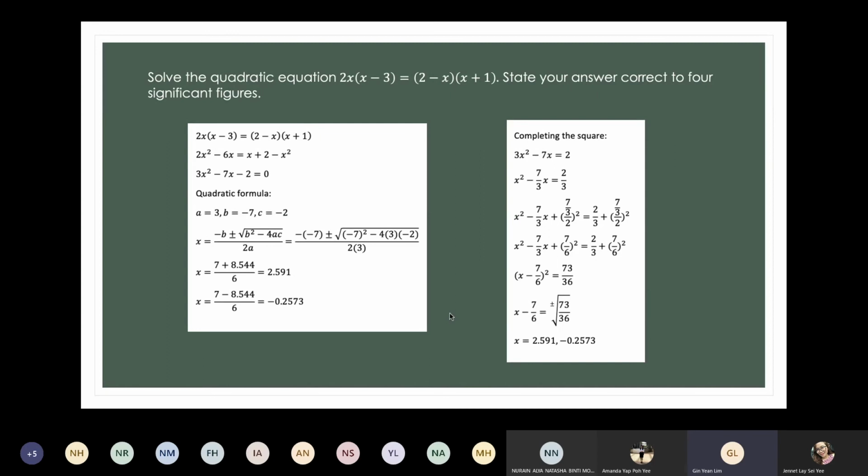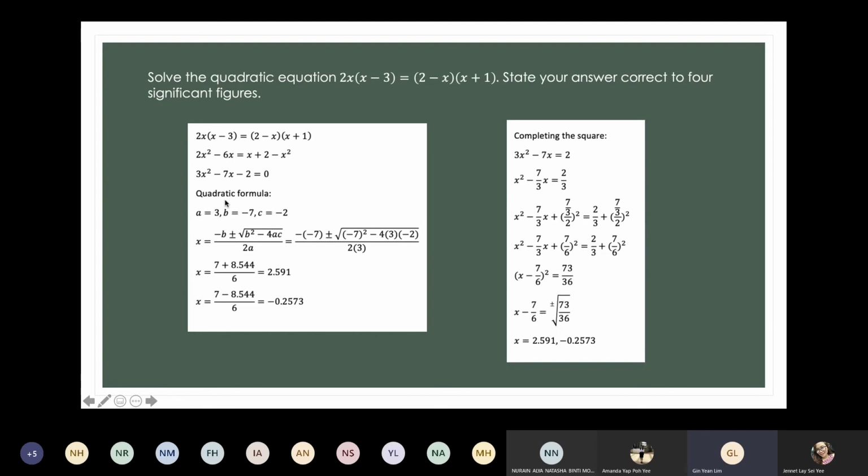So for question 2: solve the quadratic equation 2x(x - 3) = (2 - x)(x + 1). Set your answer correct to 4 significant figures. Also the same, the equation is not in general quadratic form. You expand the equation, 2x into x - 3 and 2 - x with x + 1, and you will form 2x squared minus 6x equals x + 2 minus x squared. Look carefully at the negative and positive signs when you expand it, and you will form the general quadratic equation of 3x squared minus 7x minus 2 equals 0.